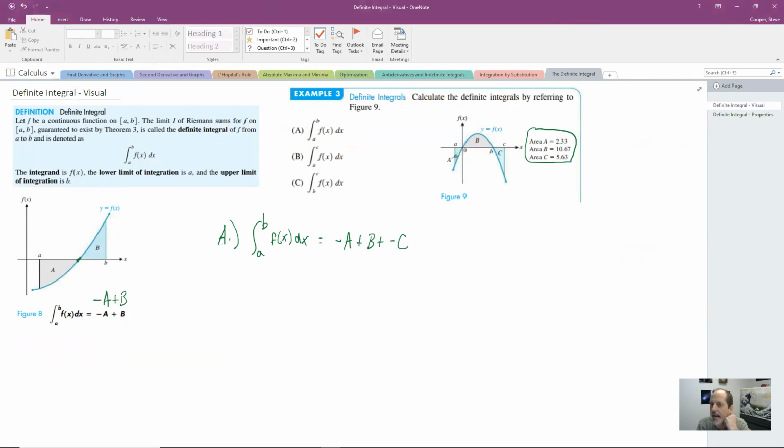Okay, so A is the actual area as a positive quantity. Since I'm integrating between a and 0, I know that this is going to be equal to negative 2.33 plus B. Now that's going to be positive because it's above the x-axis, so that'll be 10.67. But C is an area below the x-axis and between the curves, so that's going to be once again a negative, so we'll add negative 5.63. So the integral from all the way from a to b, well, I'm going to fix this by erasing this. I did not do a.